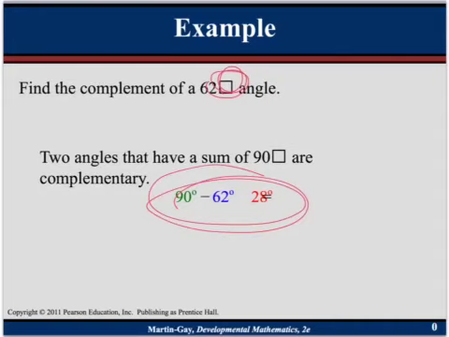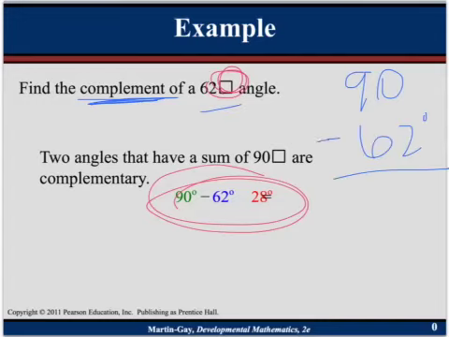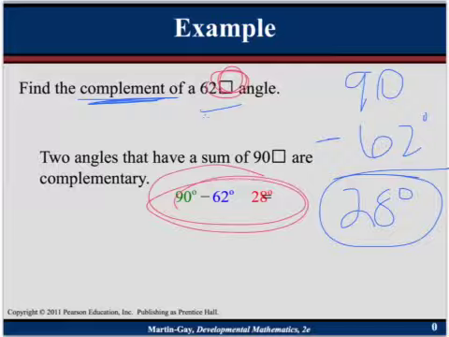So it asks us to find the complement of a 62-degree angle. The complement would be 90 degrees, because complementary angles add to 90 degrees. So if this angle is 62 degrees, we're just going to subtract. When we subtract 62 from 90, we get 28 degrees. So the complementary angle is going to be 28 degrees.